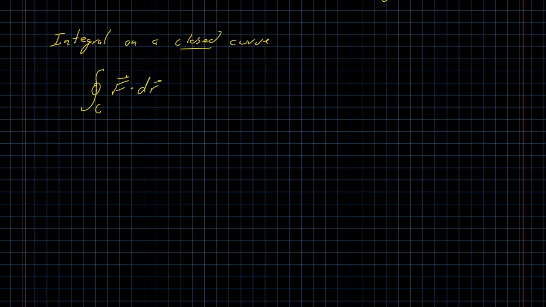All right. So there are times when it is very much worthwhile to emphasize that we are performing an integral on a closed curve. In order to do that, we put a circle on the integral sign. The closed integral of F dot dr over the curve C.